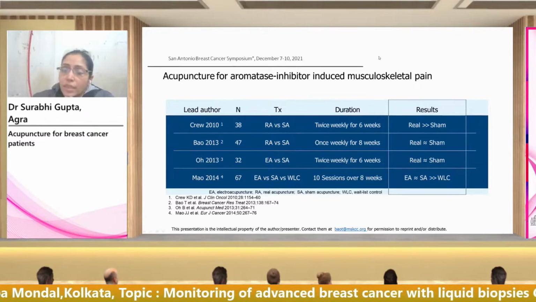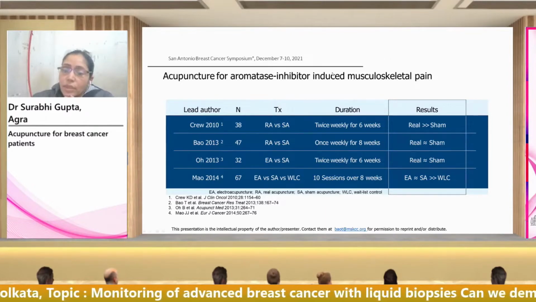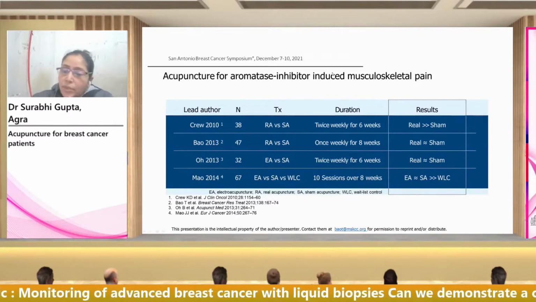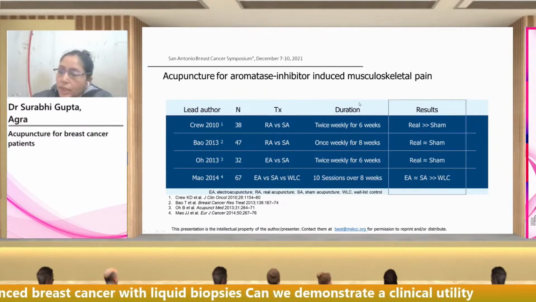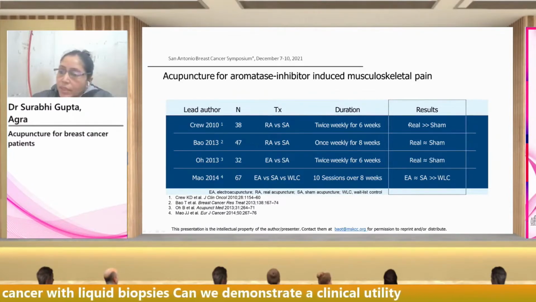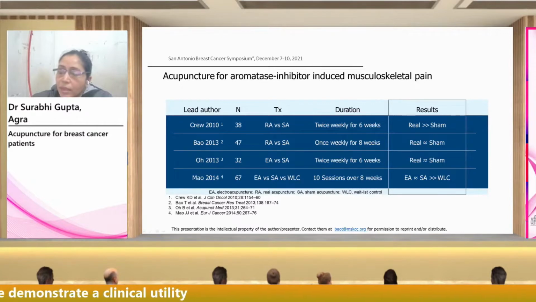There are various studies which have shown the use of real acupuncture compared to sham acupuncture and waitlist control. Crew et al. has shown that real acupuncture has a good response as compared to sham and others, while 3 other studies have shown that real acupuncture is equivalent to sham acupuncture, but both of these modalities are better than the waitlist control.